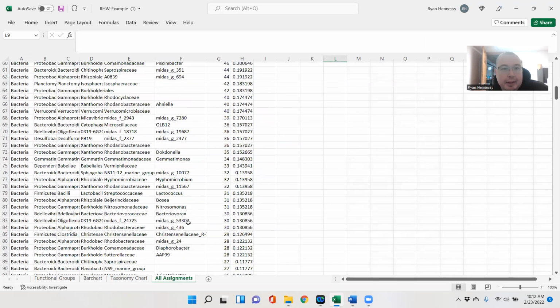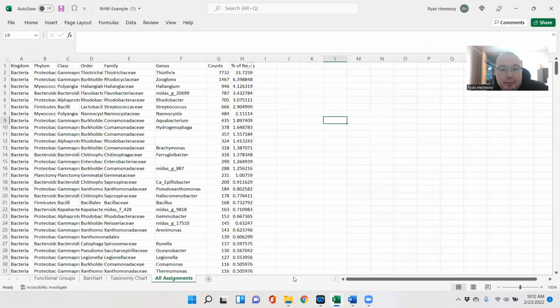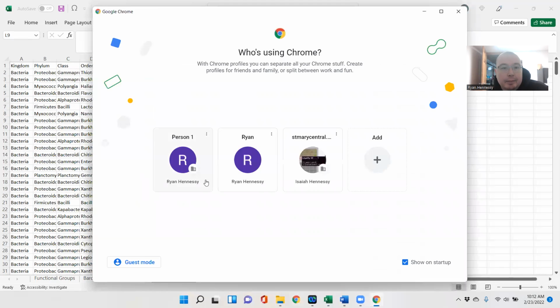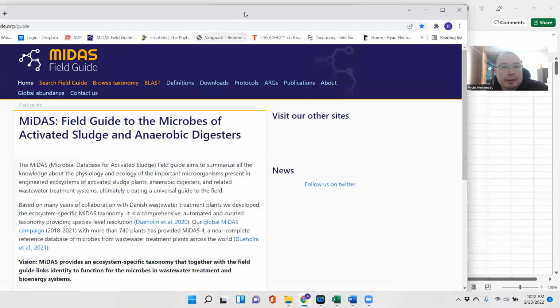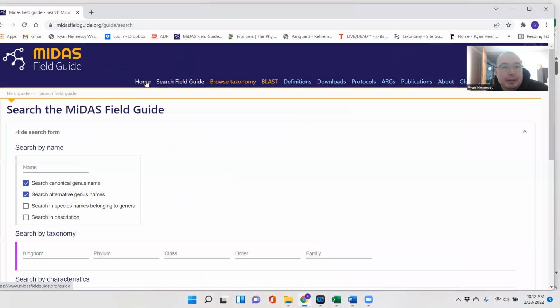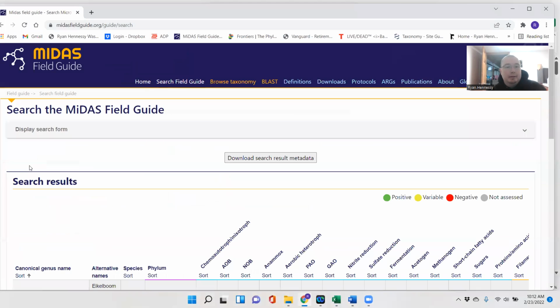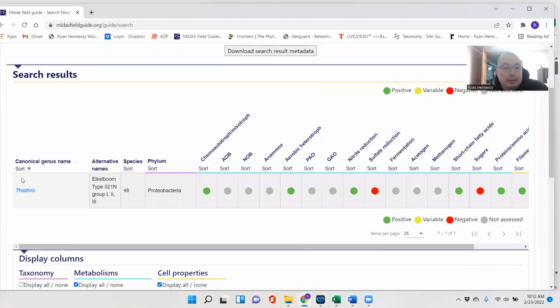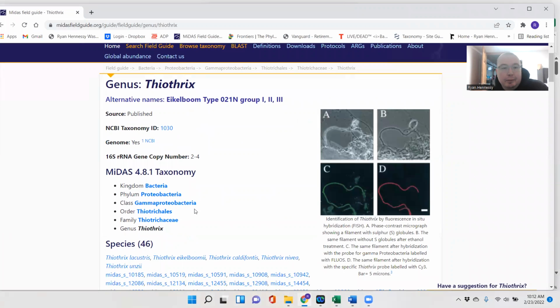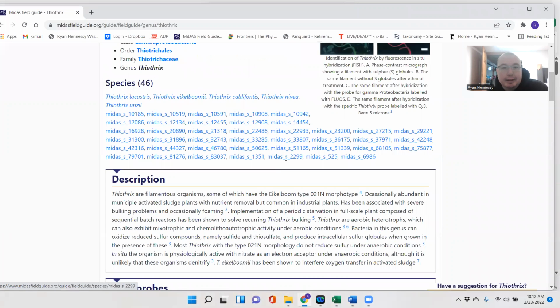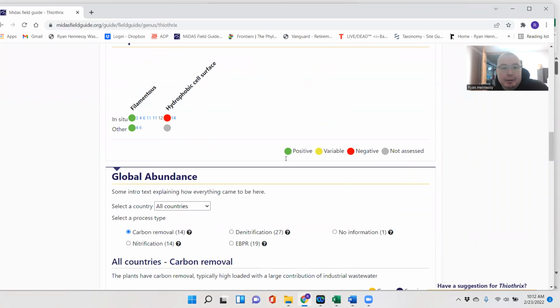The other thing that I do is reference the MIDAS database, which we use for all of our DNA sequencing reads. Anything on the MIDAS database can be searched here through the field guide. For example, you can look up Thiothrix, and it's going to tell you that right now there are 46 species recognized, along with other information about Thiothrix.